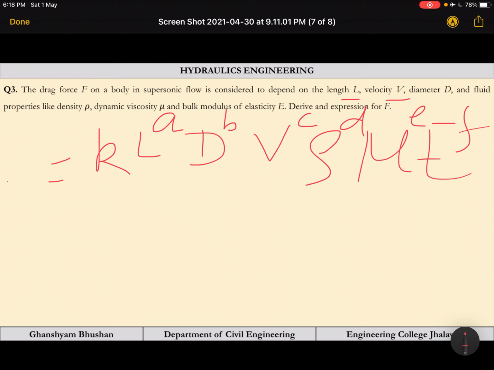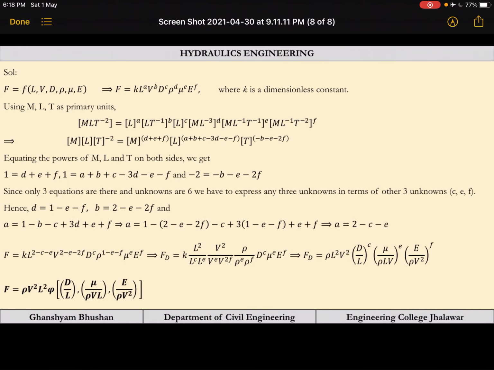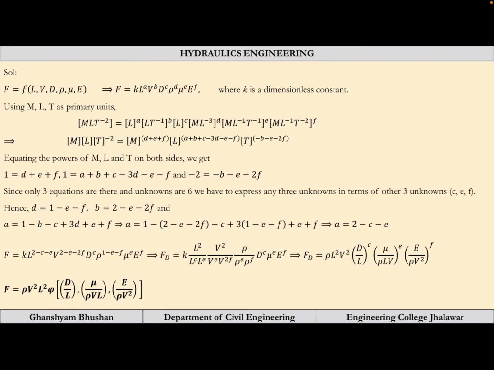K times this is equal to F. Now you can see your life is going to be hell if you are having 6 parameters and only 3 equations. How are we going to deal with that? Let us see. Again same problem. What do we have to do?